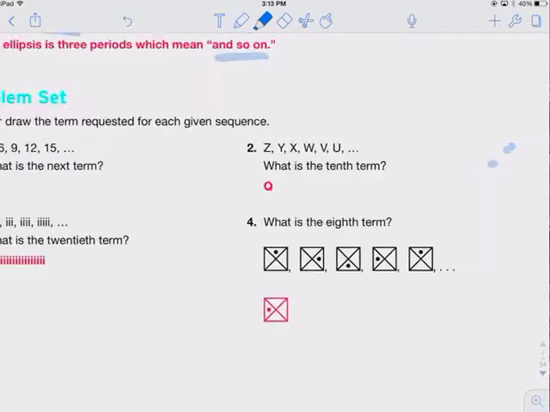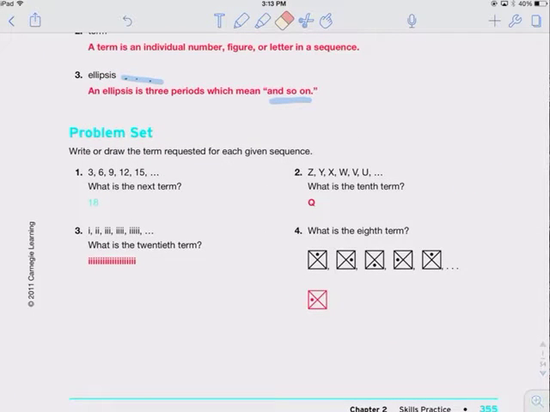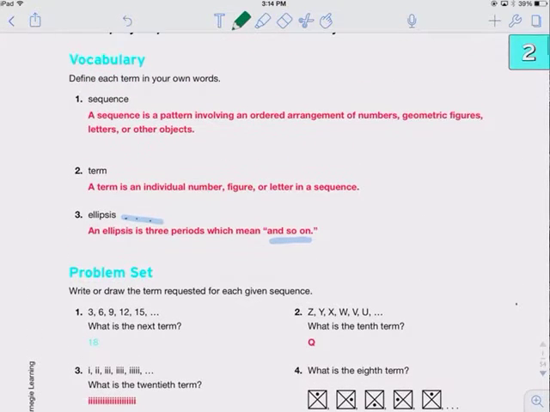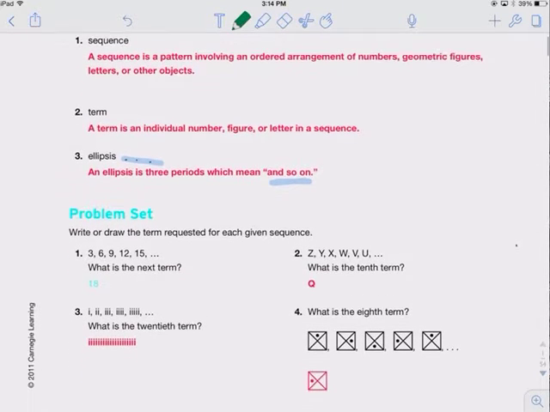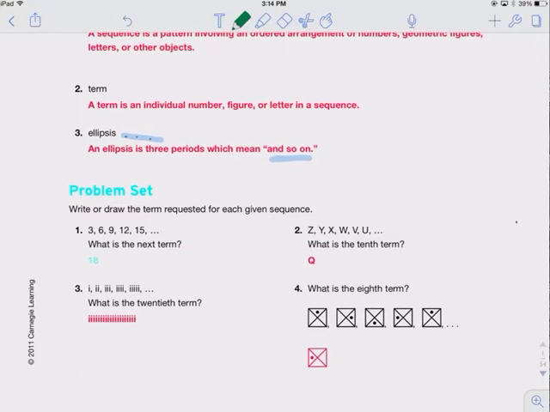So what's number 2? I still need a copy. Okay, I'll have it posted. Why don't I do this? This is the answer. I'll post up all the answers. Just so, what's the 10th term?